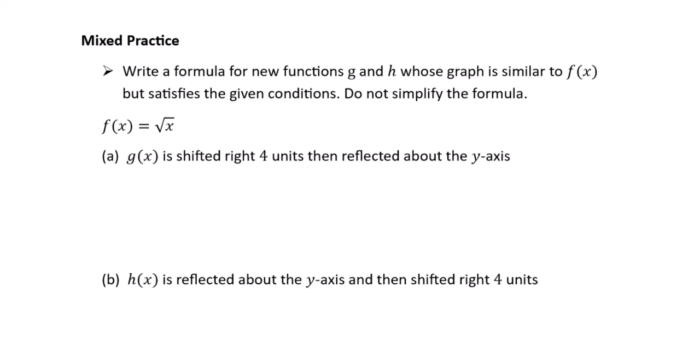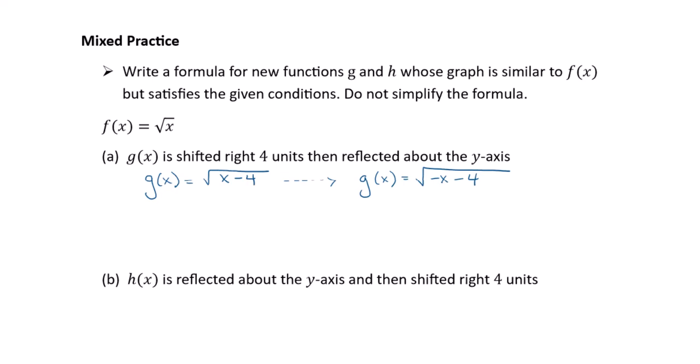So we start this out. Let's do it step by step. G of x is going to be shifted right 4 units, so this will be an x minus 4. And then we're reflecting this about the y-axis. So our next step would be to go ahead and replace the x with negative x. So just step by step, apply those transformations.